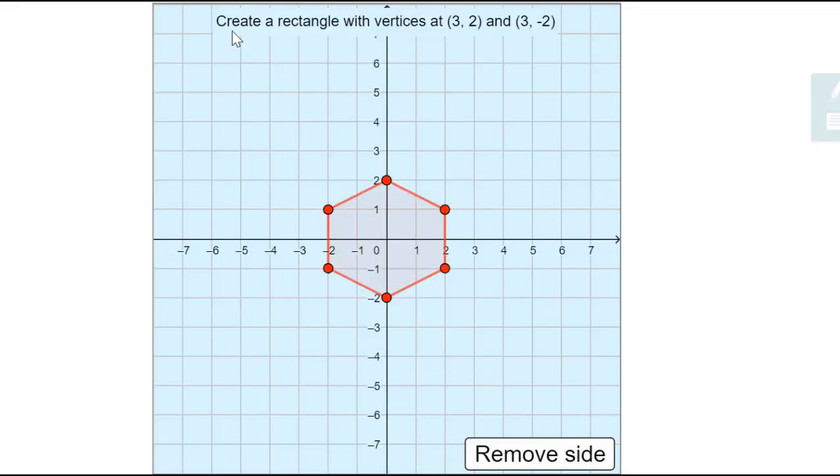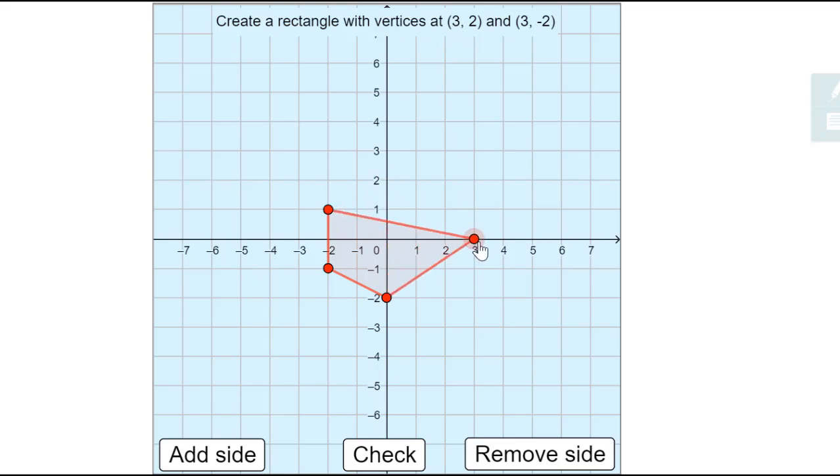So here it says, create a rectangle with vertices at 3, 2 and 3, -2. So the first thing, how many sides does a rectangle have? 4. So I need to remove some sides here. So now I have 4 sides. And I know I have a vertex at 3, 2. So let's move this one over on my x-axis 3 and up 2. And then I also have one at 3, -2. So let's move this one over 3 down to -2.